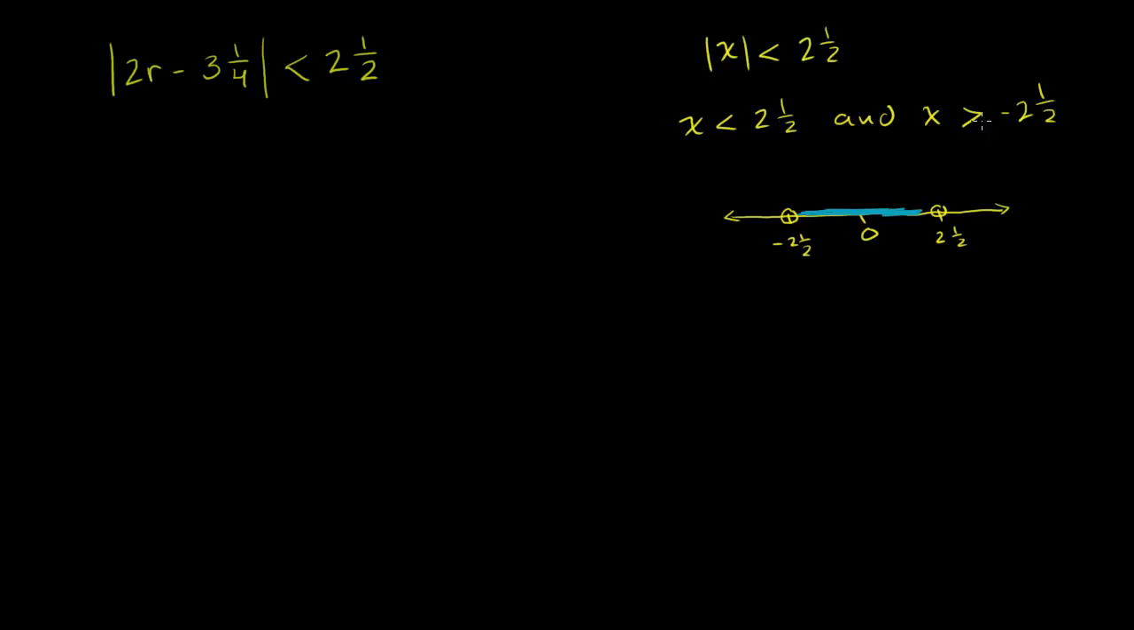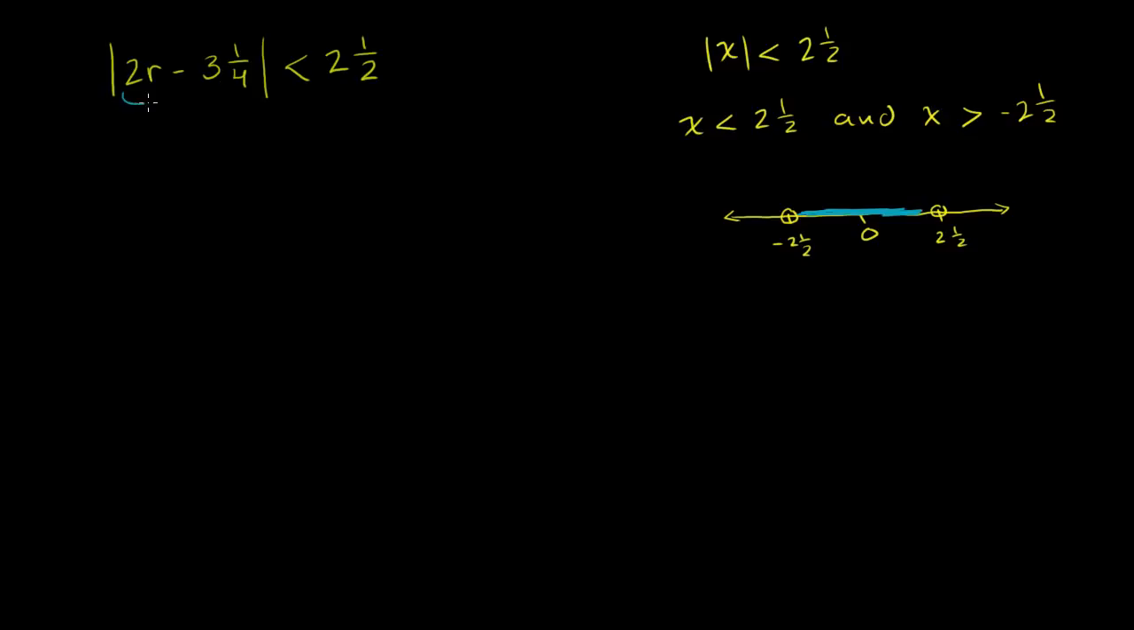And that's exactly what these two statements are saying. X has to be less than 2.5, and it has to be greater than negative 2.5. If the absolute value of x had to be greater than 2.5, then it would be the numbers outside of this, and it would be an or. But we're dealing with a less than situation right there, so let's just do what we were able to figure out when it was just an x.